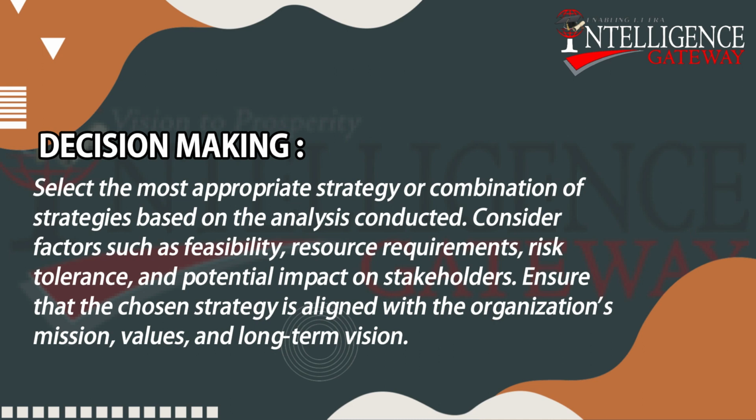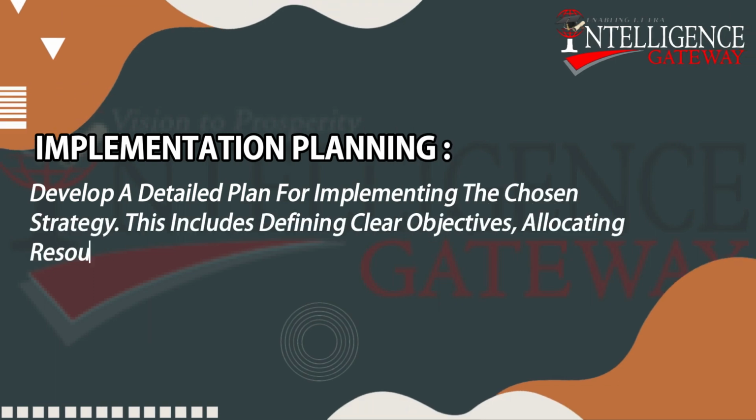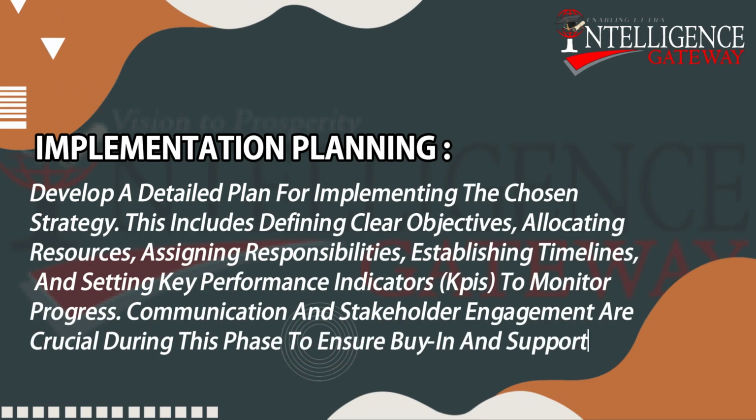Consider factors such as feasibility, resource requirements, risk tolerance, and potential impact on stakeholders. Ensure that the chosen strategy is aligned with the organization's mission, values, and long-term vision. Implementation planning. Develop a detailed plan for implementing the chosen strategy.